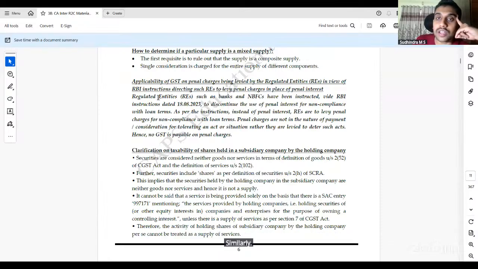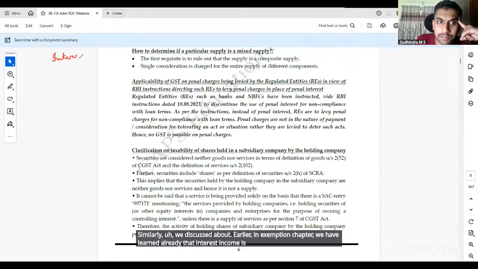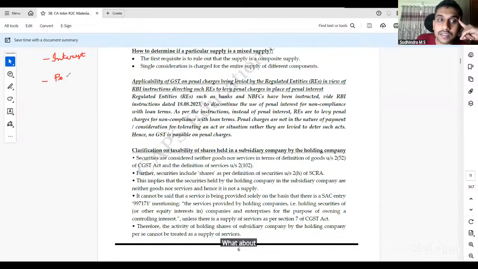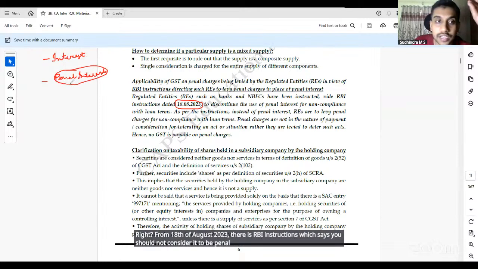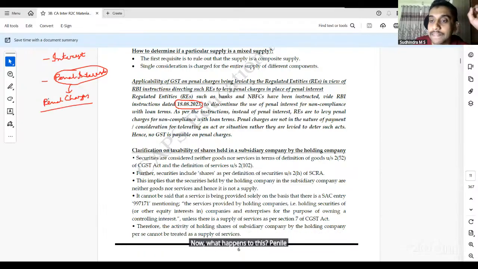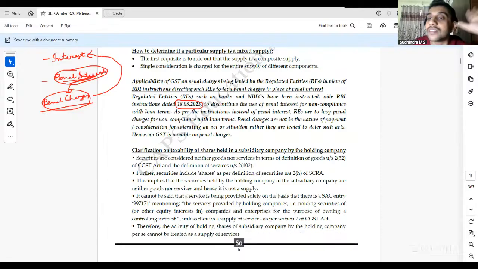Similarly, we discussed earlier in the exemption chapter, we have learned already that interest income is exempt. What about penal interest? That is also exempt. It takes the nature of the interest. That's what we discussed, right? From 18th of August 2023, there is an RBI instruction which says you should not call it penal interest. You should call it penal charges. Now what happens to these penal charges? Then taxable? It says that at the end of the day, it takes the same nature as penal interest, so it should be considered as interest itself.